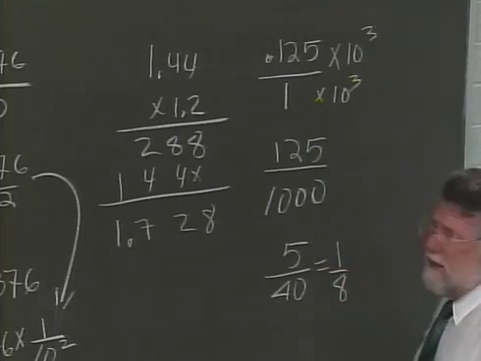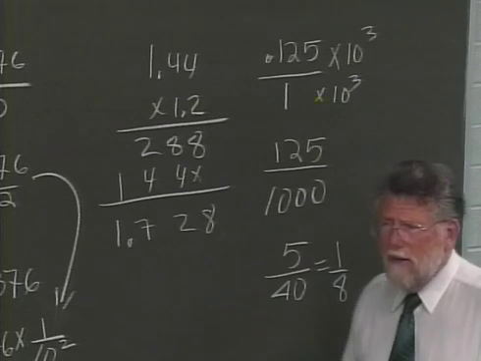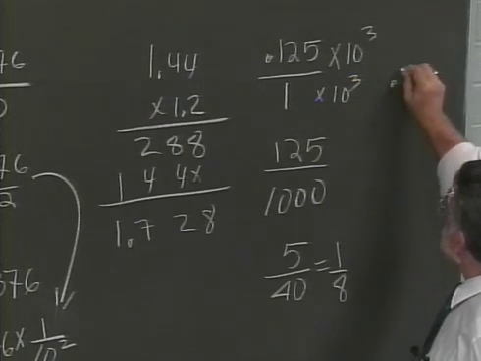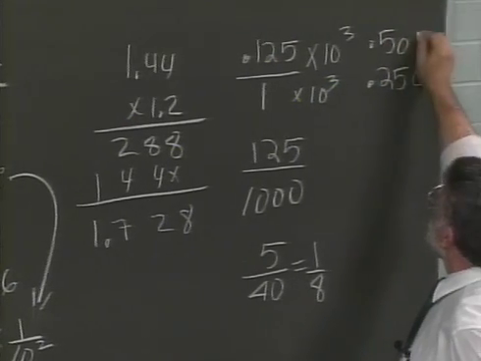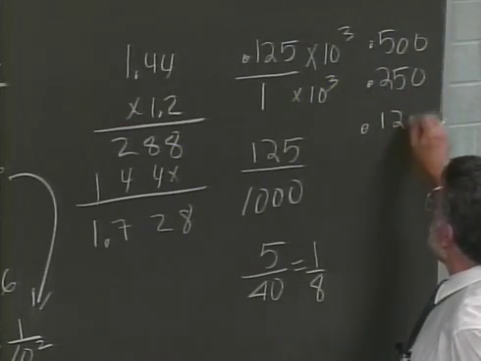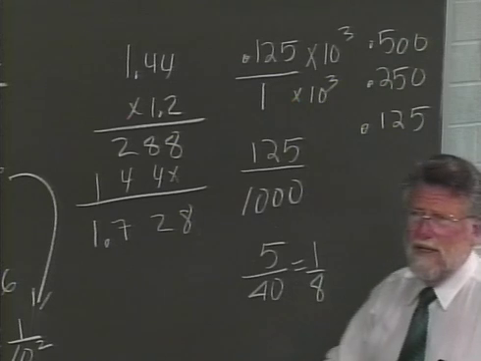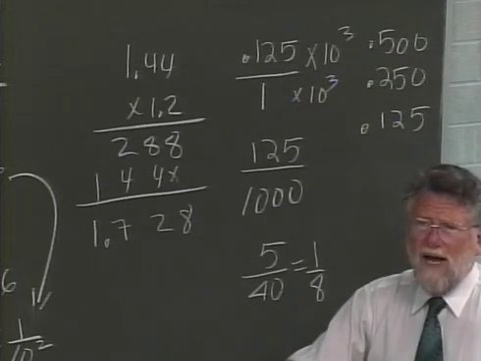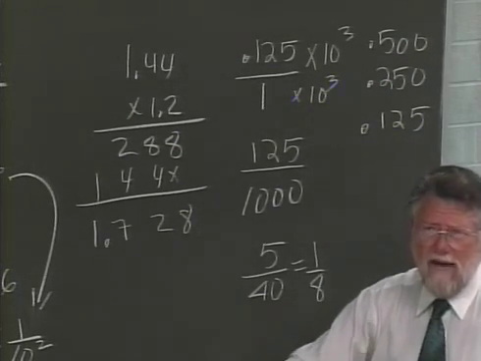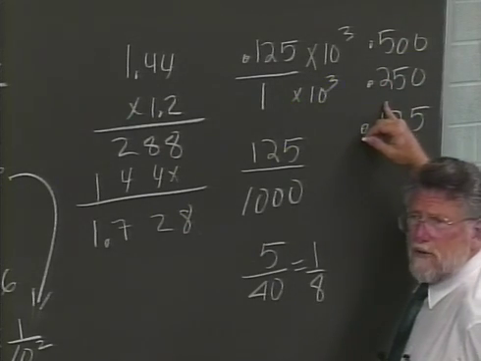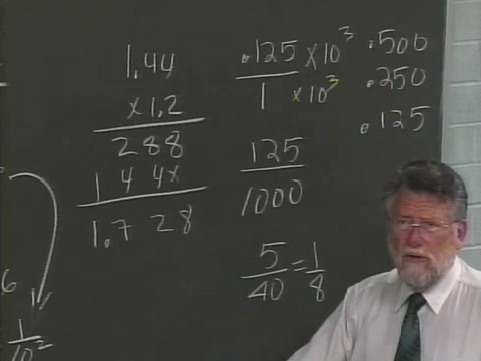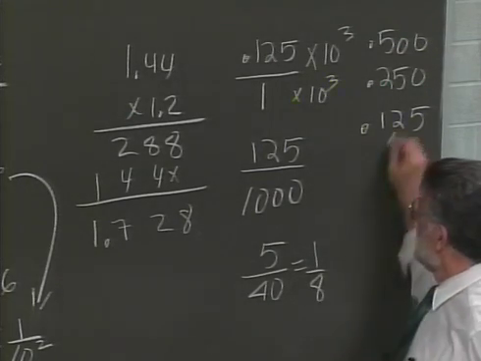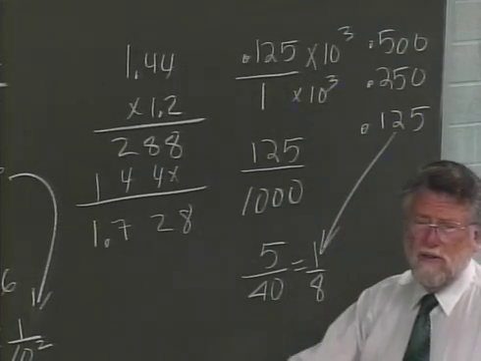That's one way of doing it. Or, remember my little list? You don't like this list. I thought this list was good. 0.500 is 1/2. 1/2 of that is 1/4 for your 0.250. Then take half of that, which is 0.125, which makes 1/8. So you can go that route.